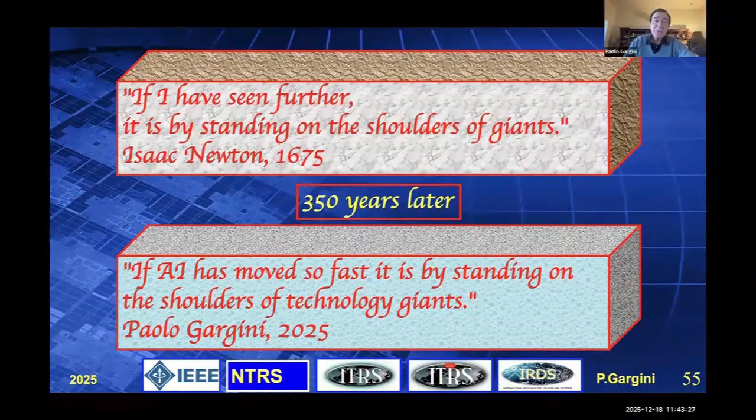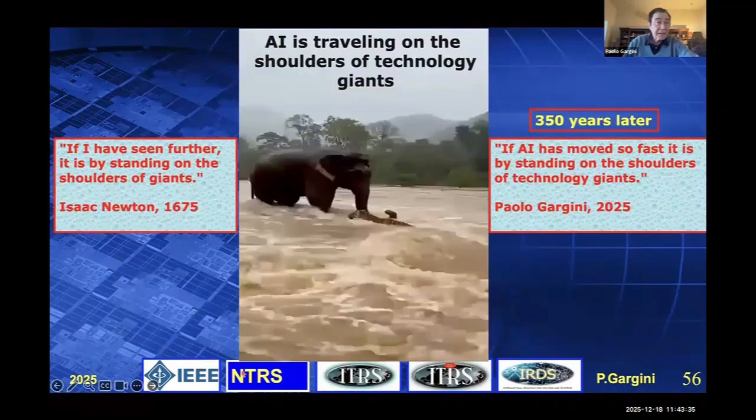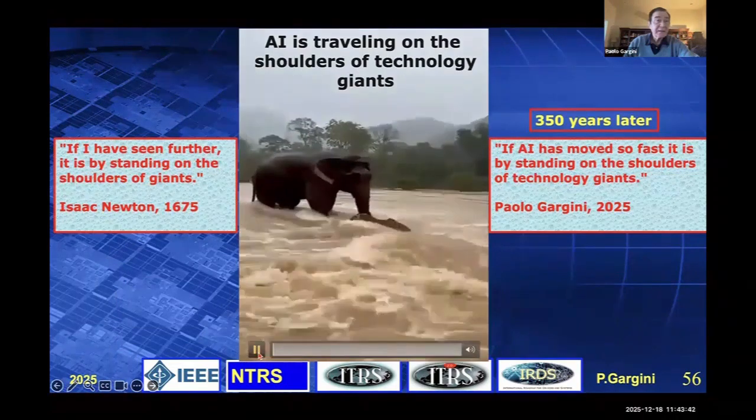But he said that people remember images more than anything else. So I want to leave you with a last slide, an image. And this here makes you understand how AI is riding on the shoulders of giants.